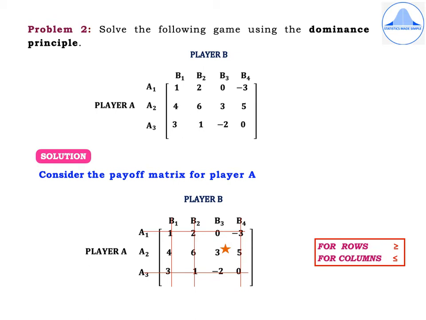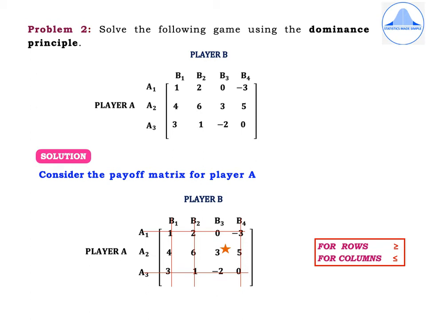4 is greater than 3, 6 is greater than 1, 3 is greater than minus 2, 5 is greater than 0. So it means that A2 dominates A3, so delete A3. So now A1 and A3 are both deleted. So we have finished the row comparisons.